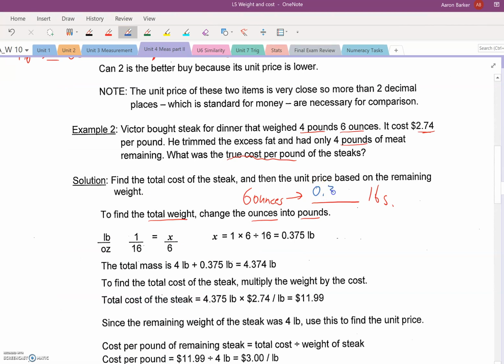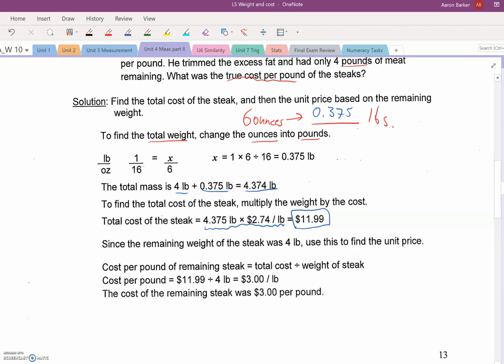0.0375 by Google. Now you can add them together. So you add 4 pounds plus the trimmed off fat. That's the total weight. Okay, so you multiply the mass times the cost per pound, and it's $11.99. That's how much he paid at the till. But to figure out the true cost, you've got to take away that fat.